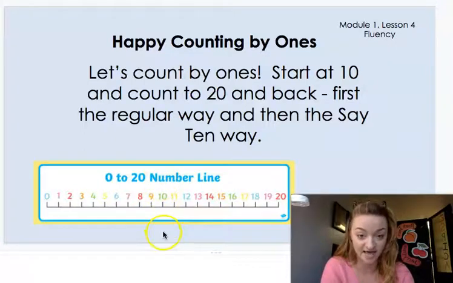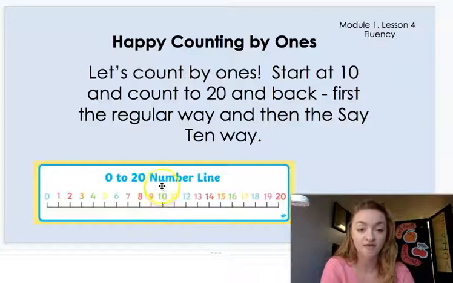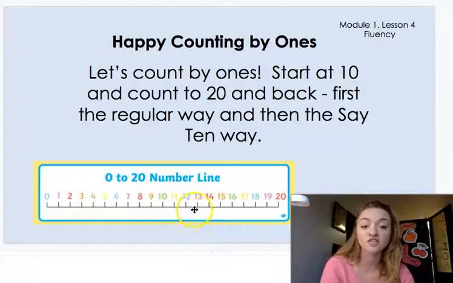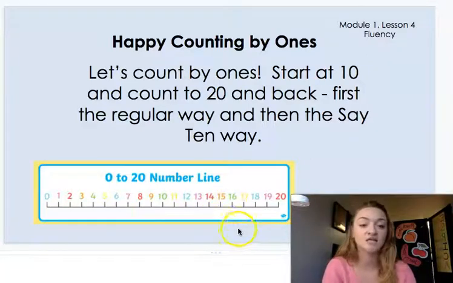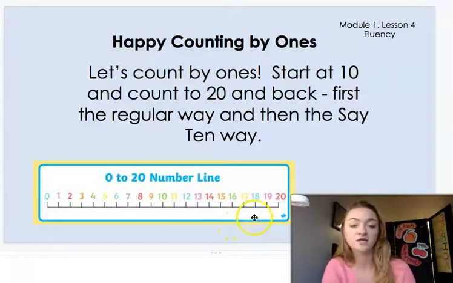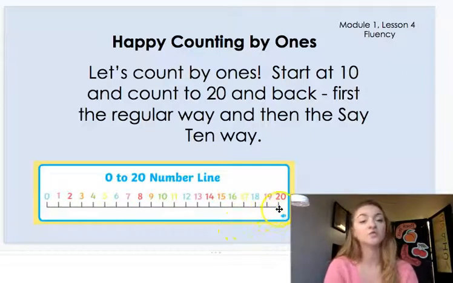I'm going to start at 10 right here, and I'm going to go 10, 11, 12, 13, 14, 15, 16, 17, 18, 19, 20. Now let's start counting back.